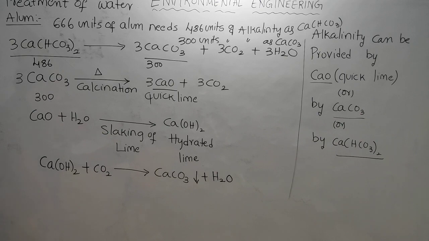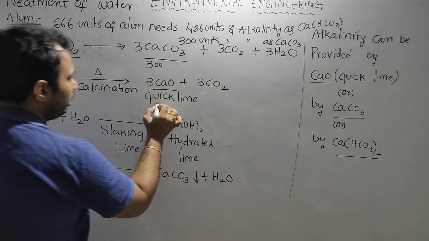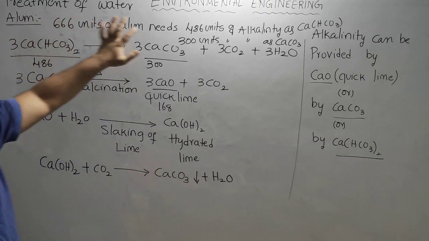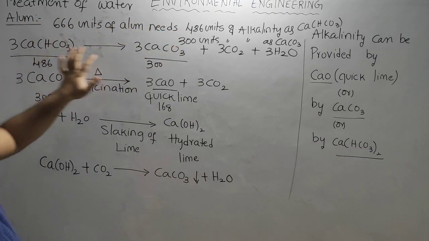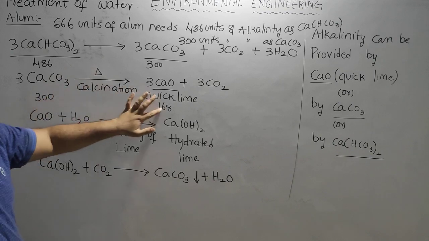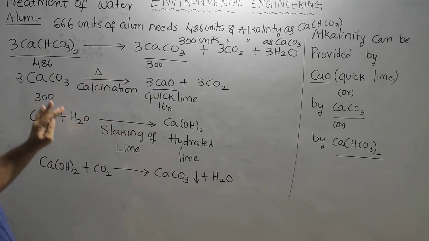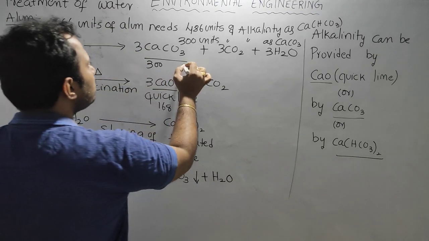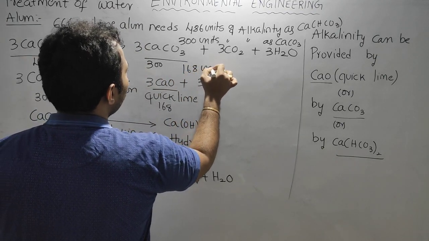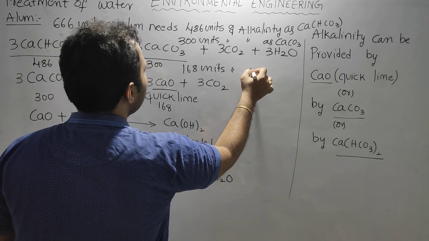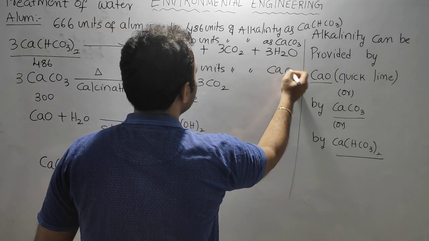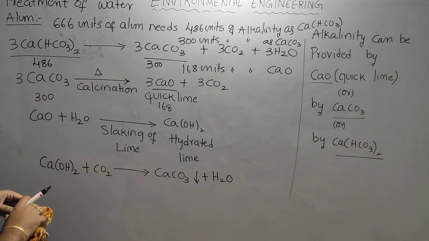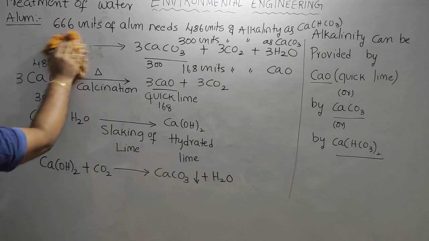Similarly, this 300 needs 168, that is 3 into 56. In turn, 666 needs 486, 486 needs 300, this 300 needs 168. That means 666 units of alum needs 168 units of alkalinity as CaO. I repeat it again, please listen carefully. I will write it and repeat it again.